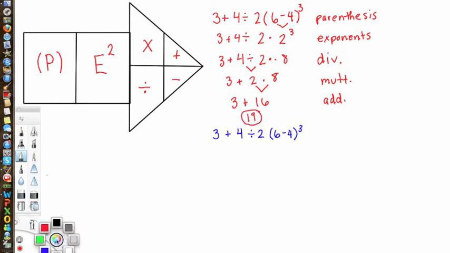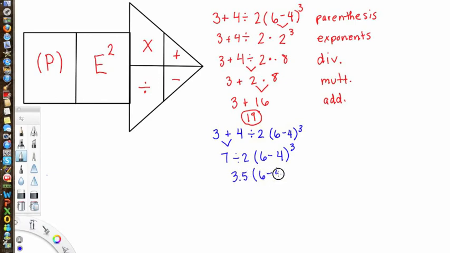But let's say we just felt like doing it however we felt like doing it. Let's say we start out by going left to right. I'm just going to do addition first. 3 plus 4 gives us the sum of 7. I bring down the rest of my information, divide by 2 times 6 minus 4. Then let's keep going left to right. 7 divided by 2. Half of 7 is going to be 3.5. Bring down the rest of my information.